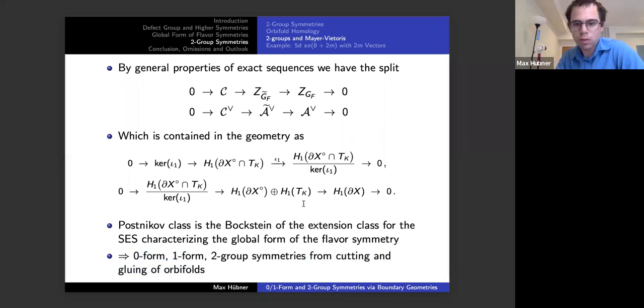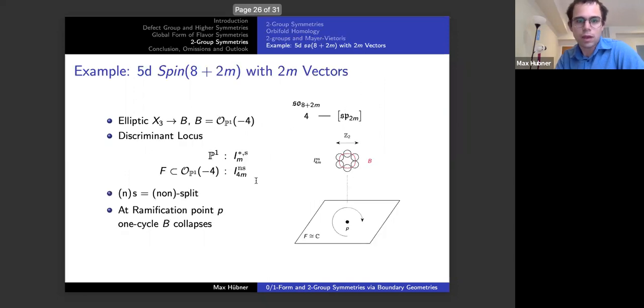Now, another main point of this is that it's actually rather computable. And so I want to end this talk by discussing an example. This example is going to be spin 8 plus 2m gauge theory with 2m vectors in 5 dimensions. This gauge theory is engineered by this elliptic threefold, fibered over the base B, which is the total space of this line bundle.